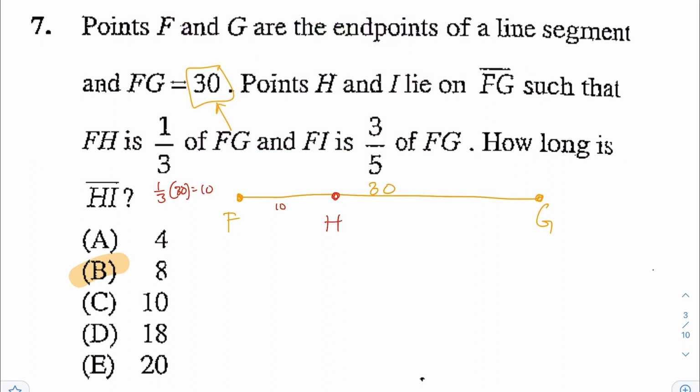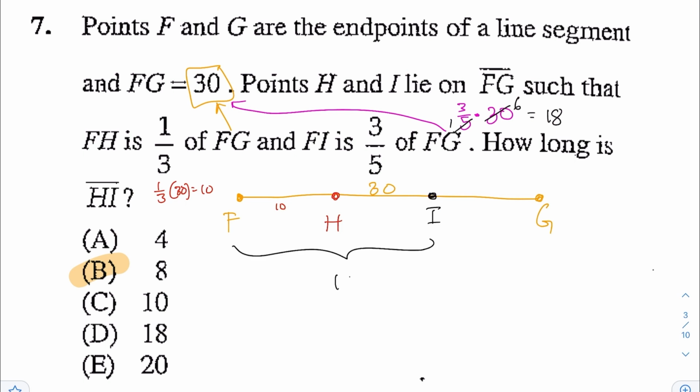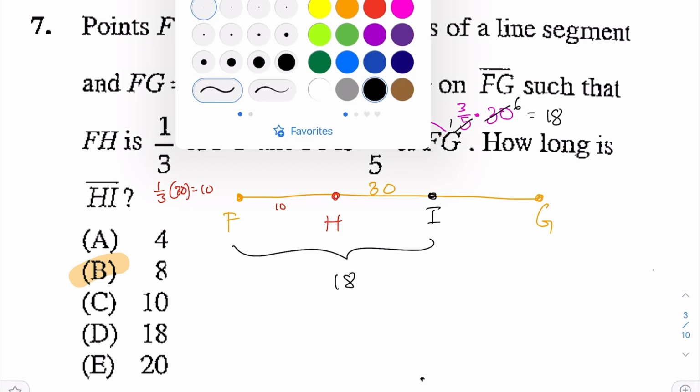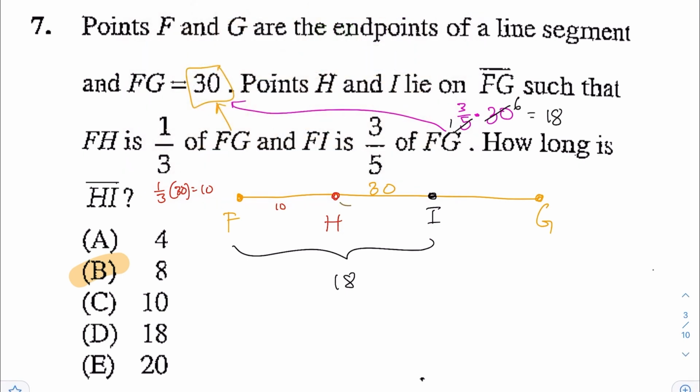Now, the other part is that F to I is 3/5 of FG. So again, FG is 30. So 3/5 of, remember, means times, so you're multiplying by 30. Your 30 and 5 cancel. You have a factor of 6 left over in the numerator, and 6 times 3 is 18. So that means that F to I has to be 18. So if F to H is 10 and F to I is 18, you can subtract 18 minus 10 to get this distance of just 8.